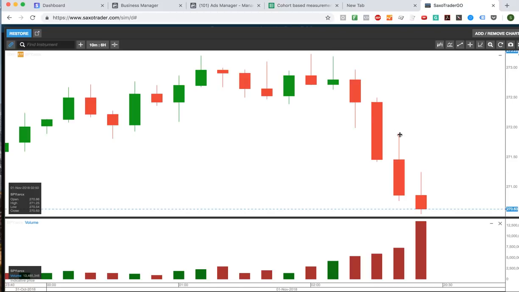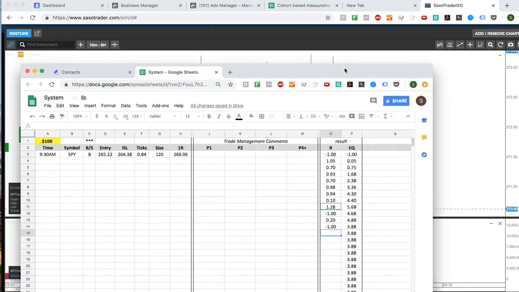Here we trailed, exit at close at the end of the day, and that exit at close was 270.63, which is 207 ticks on a 54 tick R value, which is 3.83 R on half the trade, which added to our 1 R on the other half of the trade gives us a total of 2.41 R. So let's put that in our sheet.